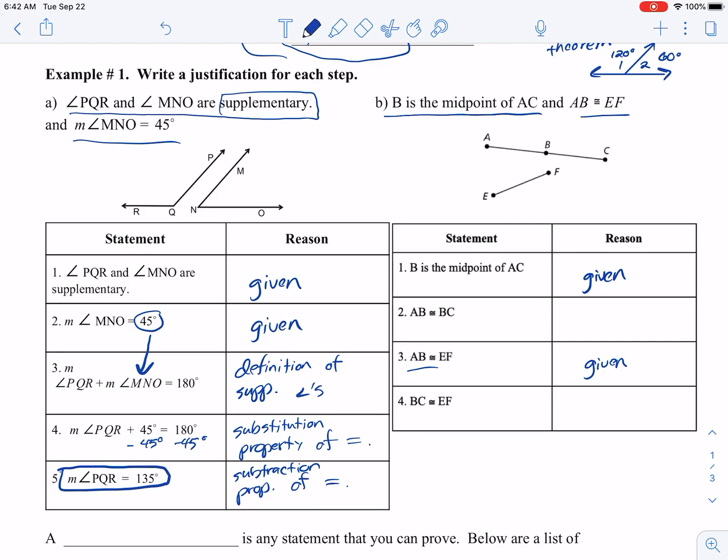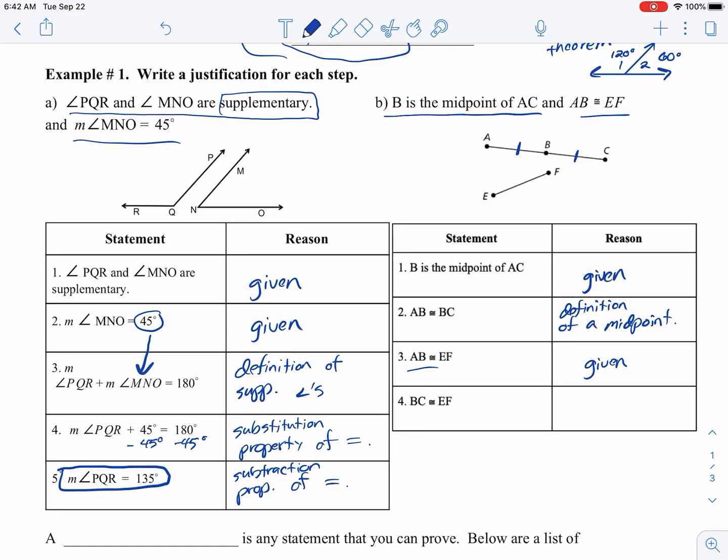Okay, if B is the midpoint of AC, then AB has to be congruent to BC because a midpoint means it splits a segment right in half. So this would be your definition of a midpoint.